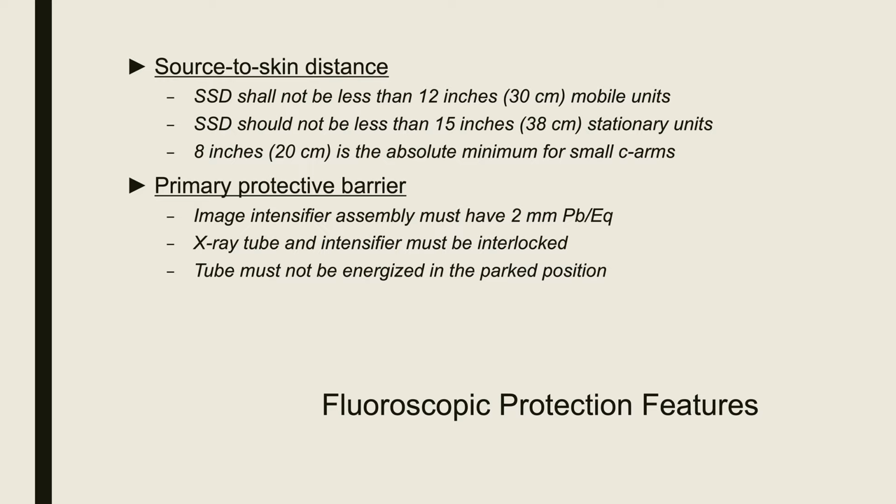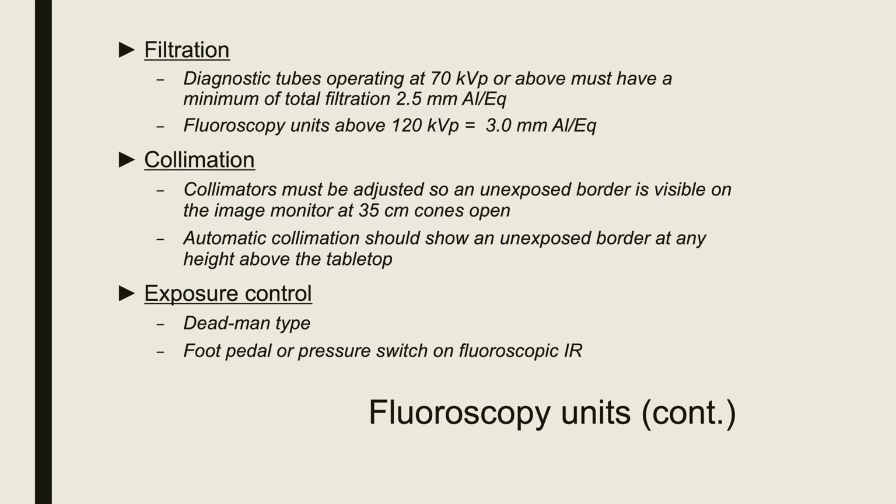The X-ray tube and intensifier must be interlocked, and the tube must not be energized when it's in the parked position. Again, filtration is a little bit higher in fluoroscopy. It's 3 millimeters of aluminum equivalent, because you're usually operating that X-ray tube at 120 kVp. In radiology for diagnostic tubes, it's 2.5 millimeters of aluminum. In fluoroscopy, the collimators must be adjusted so that an unexposed border is visible on the image monitor. That just ensures that you don't have the collimators open beyond the IR.